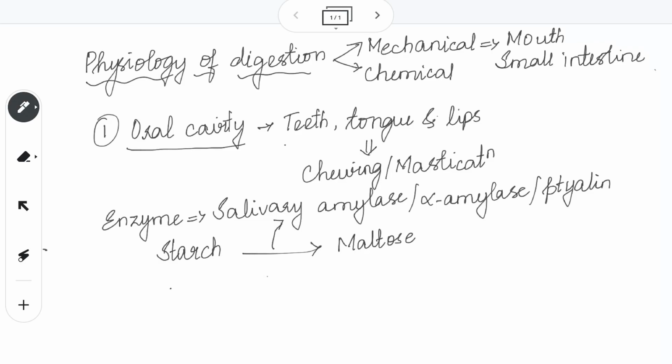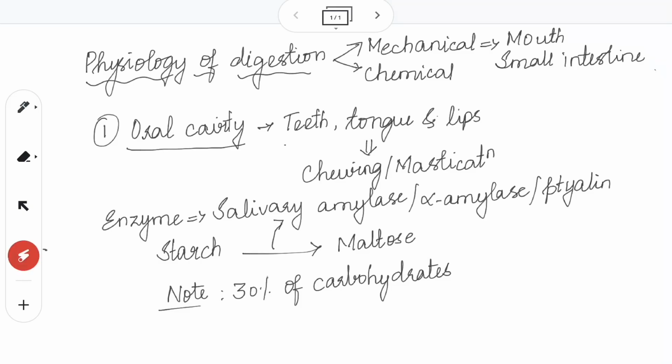Over here, please make a note of it, that 30% of the carbohydrates is broken down in our oral cavity. That means the initial breakdown of the carbohydrates takes place over here itself in the oral cavity. Please do remember, 30% of the starch in the buccal cavity is digested using this particular enzyme, and the name of the enzyme is salivary amylase or alpha amylase or ptyalin. I hope I was clear with this. This is the first part of it.